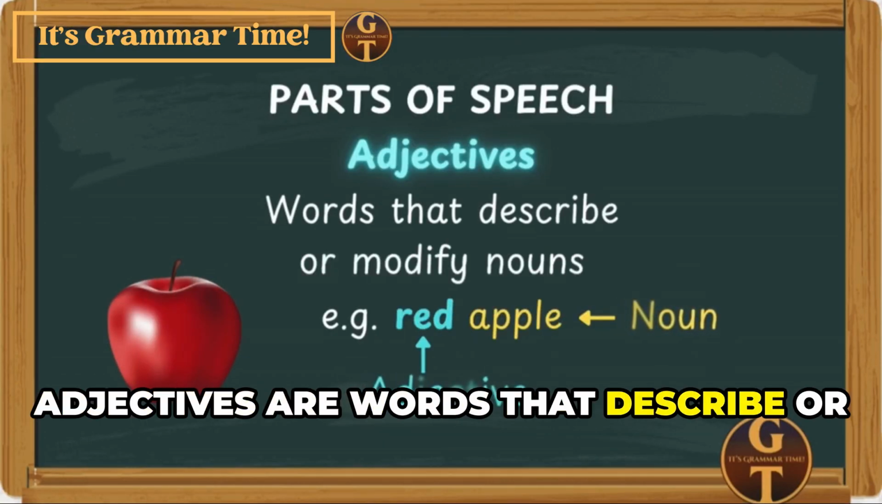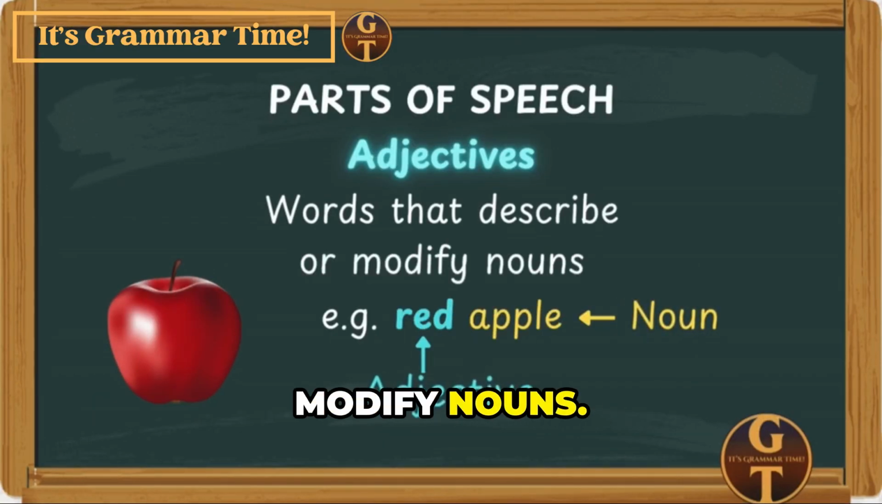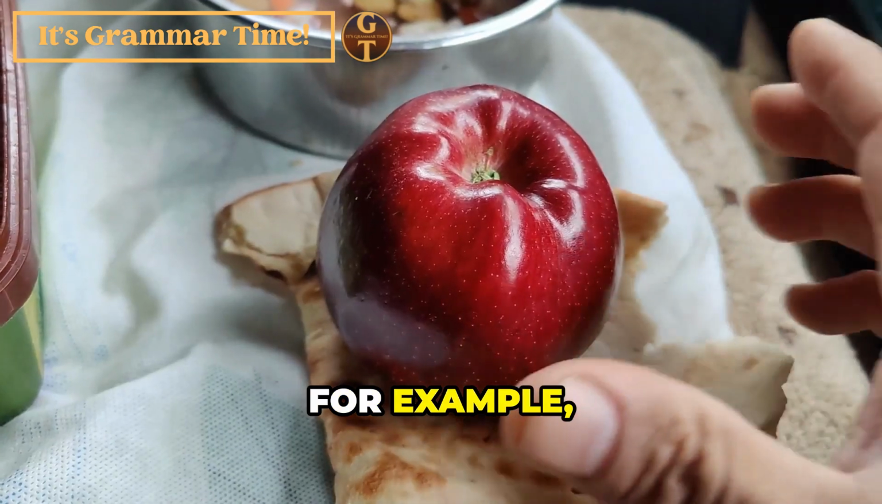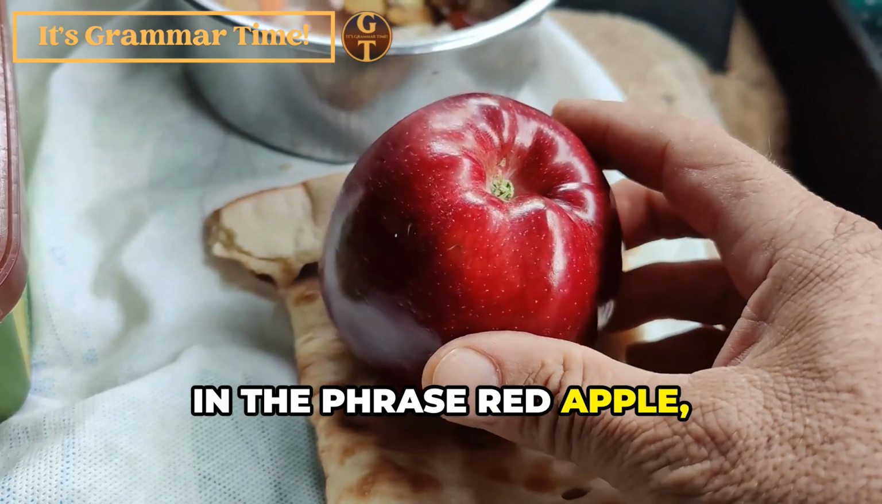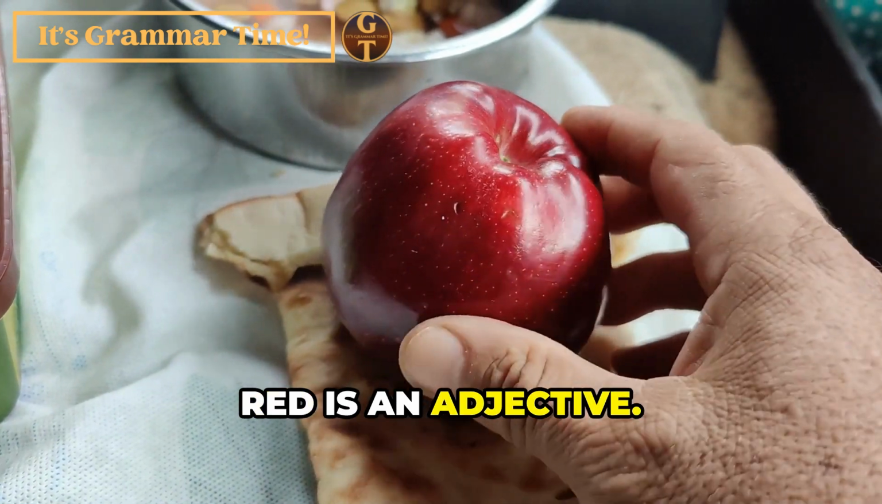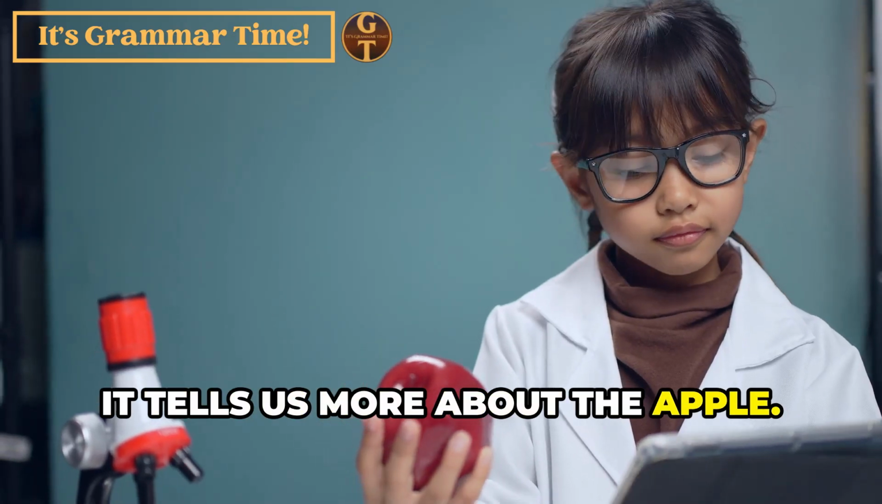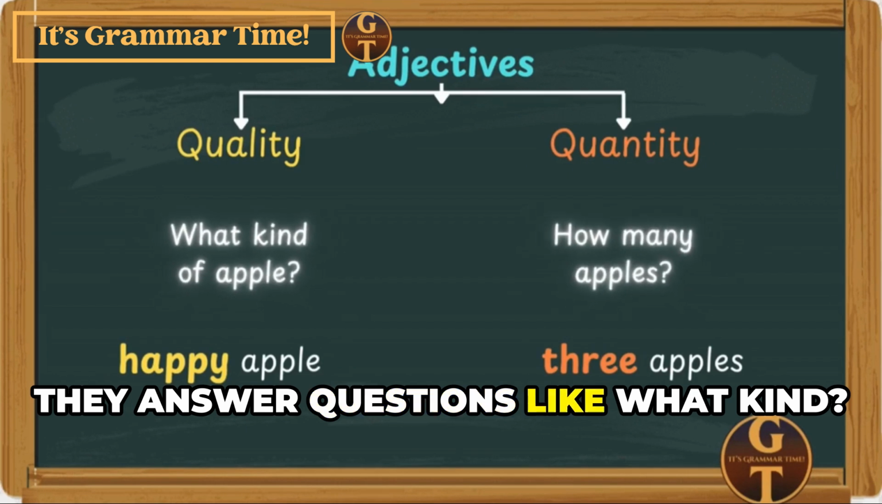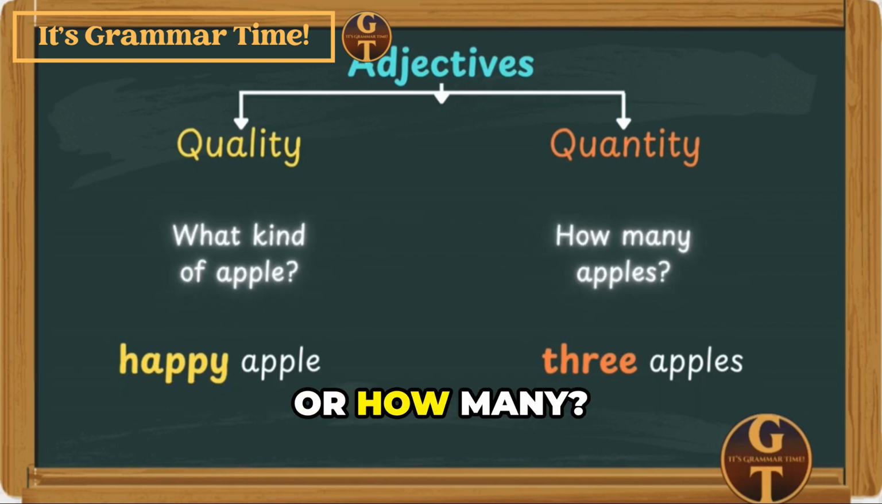Adjectives are words that describe or modify nouns. They add details to our sentences. For example, in the phrase red apple, red is an adjective. It tells us more about the apple. Adjectives can describe qualities or quantities. They answer questions like what kind or how many.